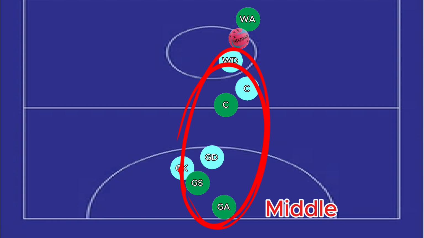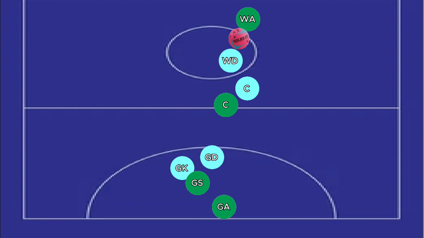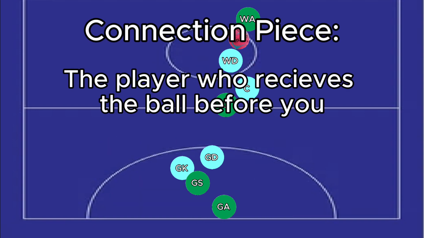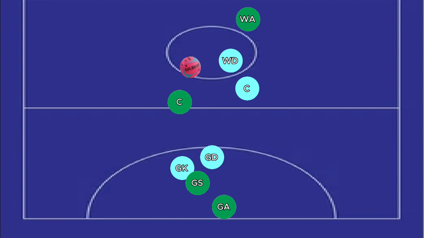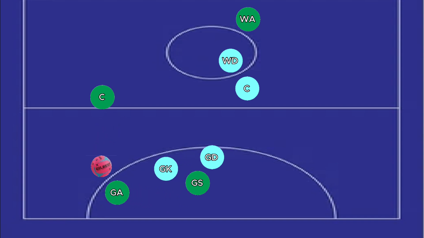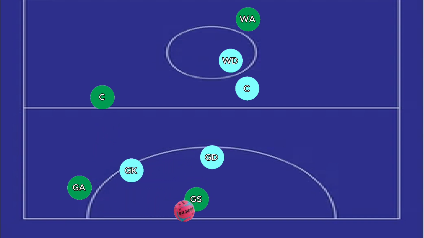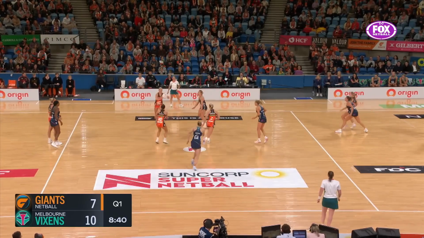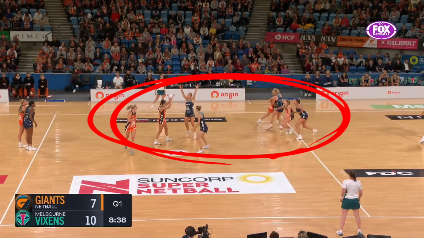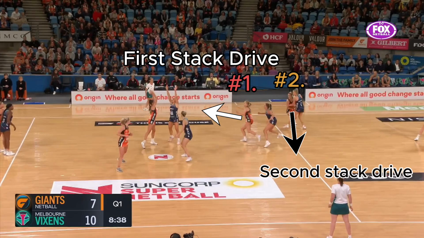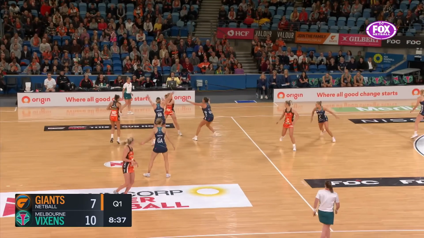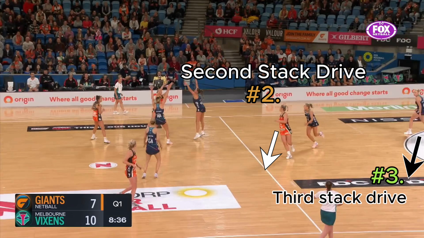Now what the Giants have shown us with their middle wide attacking setup is that as long as you know who the connection piece is, the player who receives the ball before you in the loaded stack, here we see it's wing attack, center, goal attack, shooter, you can make any isolated one-on-one drive in any logical direction, and you can still have an effective attack down court. All that this middle wide loaded stack setup requires is knowing who your connection piece is, or who's going to receive the ball before you, and then timing your drive to the ball to beat your defender, and that's it.